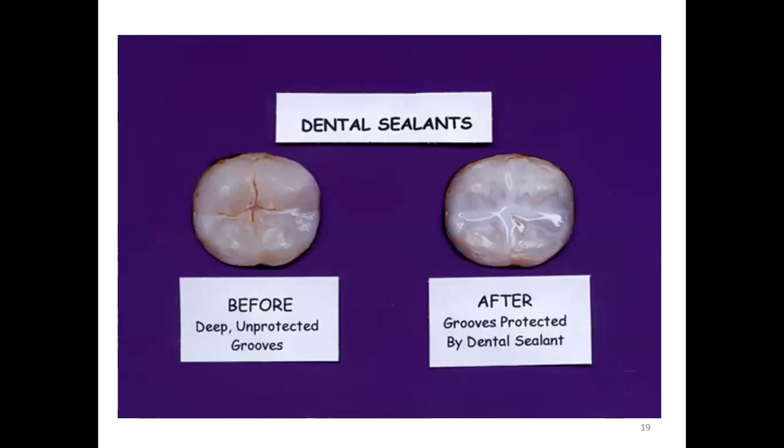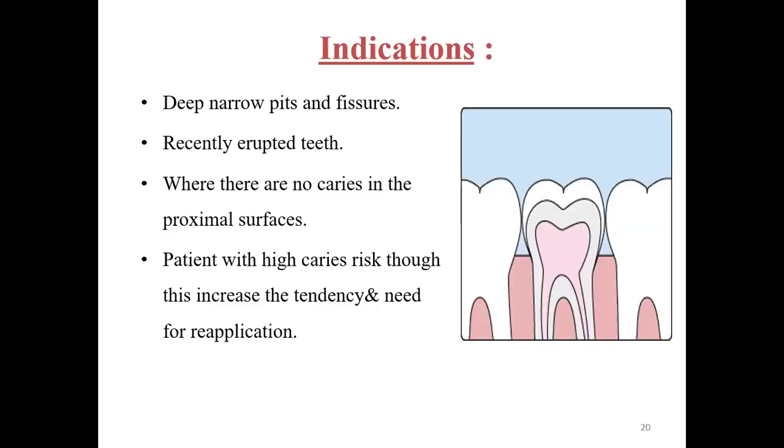This is the photograph where you can see how dental sealants are applied. Before, we can see the deep unprotected grooves on a molar tooth, and after the application of the sealant, these grooves have been covered. So they become caries resistant and less prone to caries.